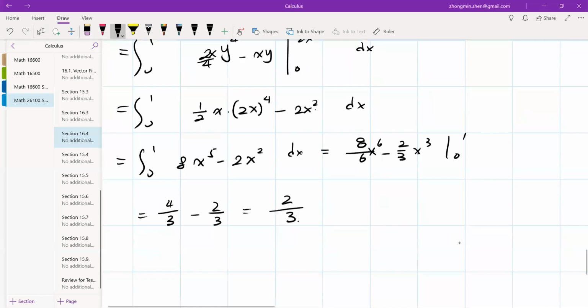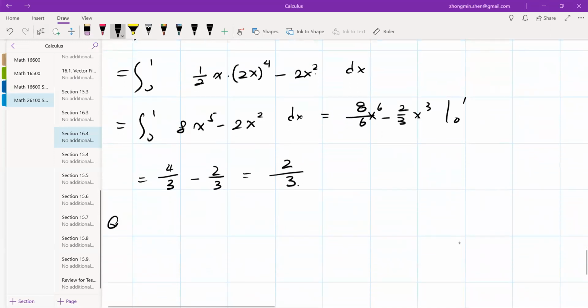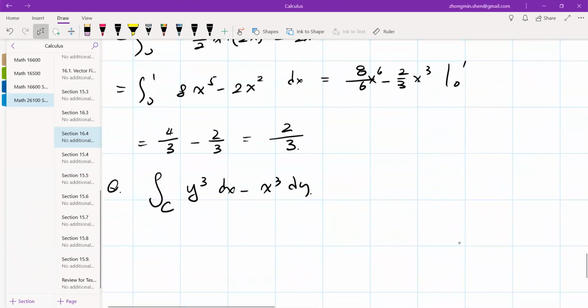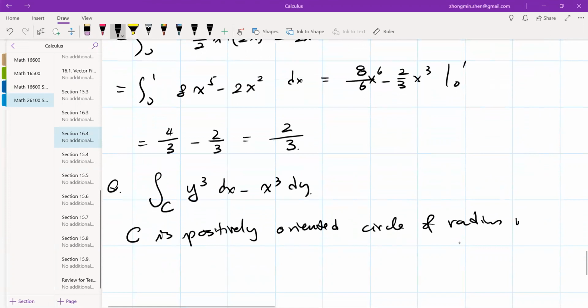Okay. So let's try another problem. Evaluate this integral over C of y cubed dx minus x cubed dy. Okay, C is a positively oriented circle of radius 2 centered at the origin.